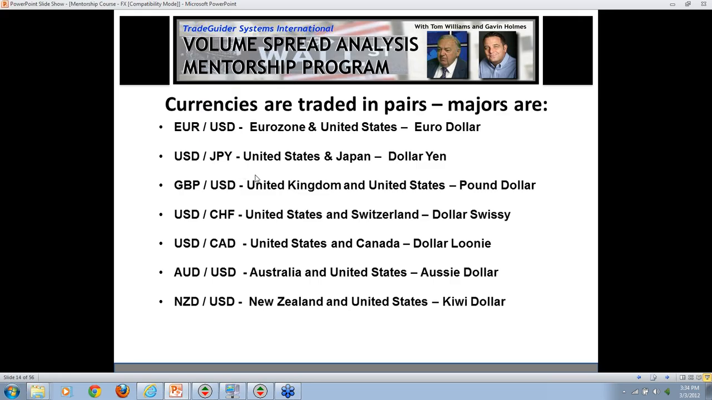Then we have the United States, the US dollar versus the JPY, which is the dollar yen. Then we have another one of my favorites that I like to trade, the GBP USD, affectionately known as the cable, and that trades between the United Kingdom and the United States. Then we have the Swissy, which is the US dollar traded against the Swiss franc, very affectionately known as the Swissy. Then we have the US dollar and the CAD. That's the United States dollar traded against the Canadian dollar, also known as the loonie.